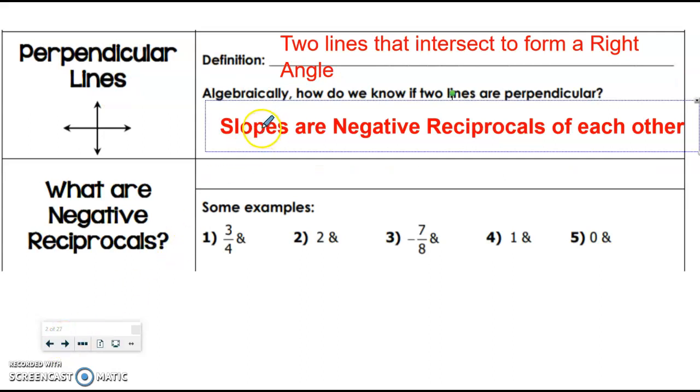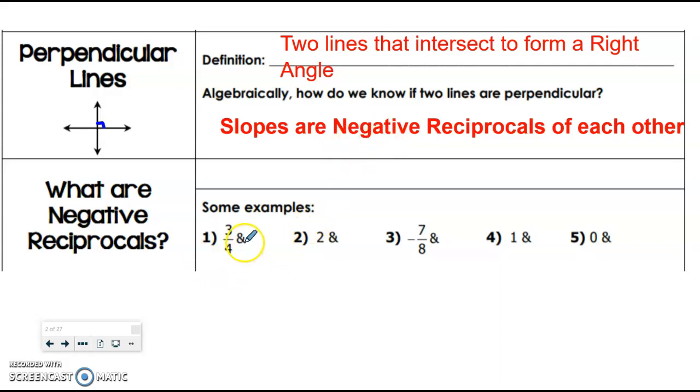Next, we would look at the idea of perpendicular lines, and they are two lines that intersect to form a right angle, like you could see right there. These two lines are perpendicular. Well, what do I know about that? I do know that their slopes are negative reciprocals of each other.